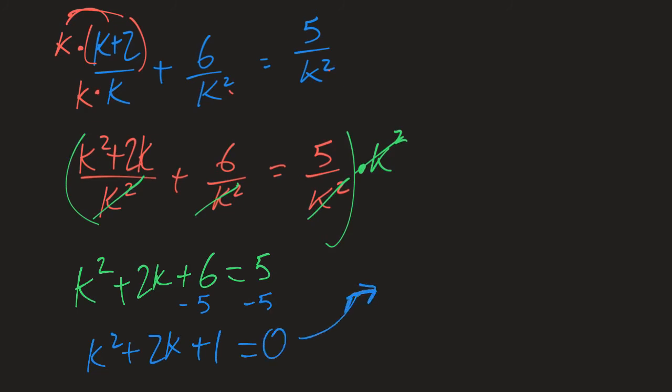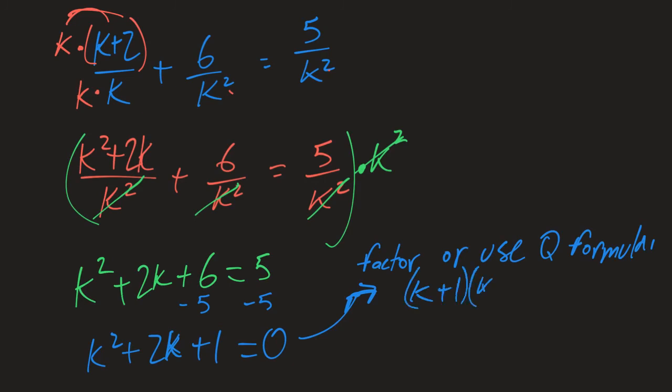So we can either factor or use quadratic formula. In this case, this one factors pretty easily actually, because 1 times 1 is 1 and adds up to 2. So I'm going to factor this and get k plus 1 times k plus 1 equals 0. And my solution for this is going to end up being k equals -1.